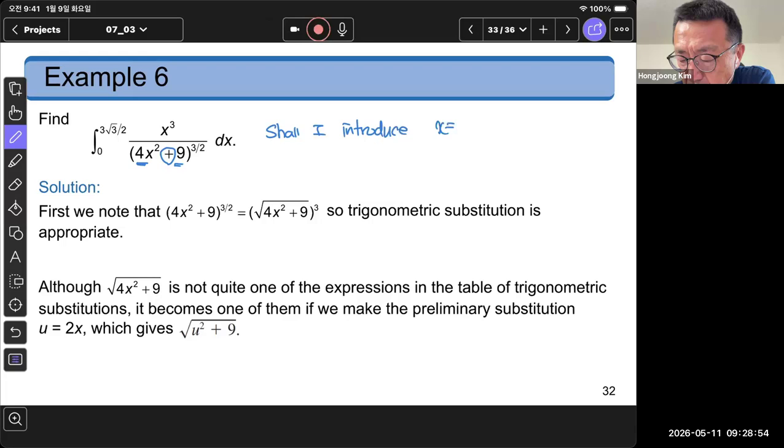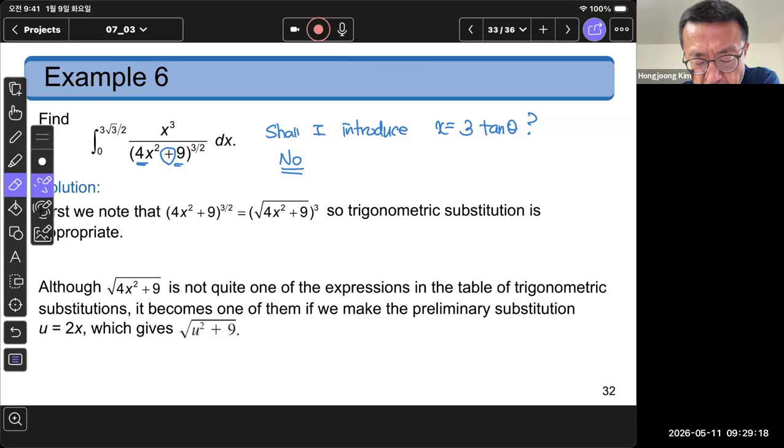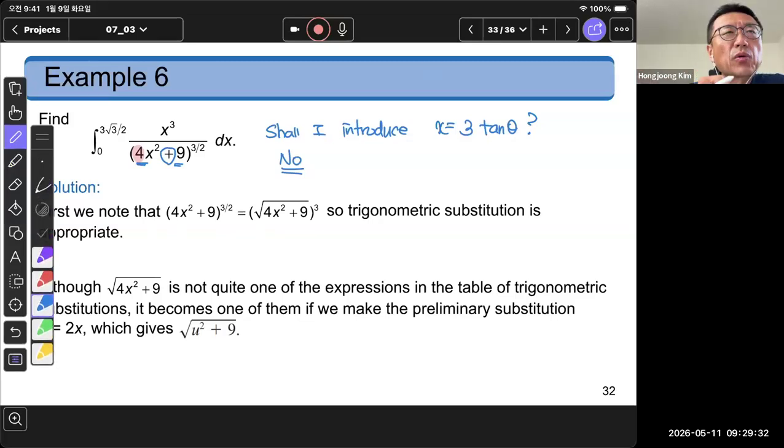x will be 3 tangent theta? No. Why not? In the table, I had x squared plus 9, not 4x squared plus 9, right? So please note in this case that you have 4, not 1 in front of x squared. So what you can do is you need to take this 4 out of this.